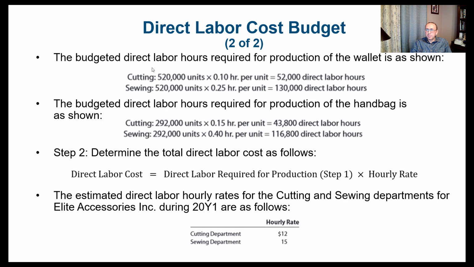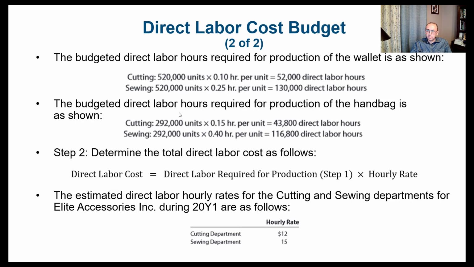So the budgeted direct labor hours required for production of the wallet would be as follows. For the cutting, it would be 520,000 units multiplied by 0.1 hour per unit. That would be 52,000 direct labor hours. And for the sewing, 520,000 units multiplied by 0.25 hours per unit. I'm sorry, these are not cents. These are a quarter of an hour per unit. That's the time consumed for sewing. That's 130,000 direct labor hours.